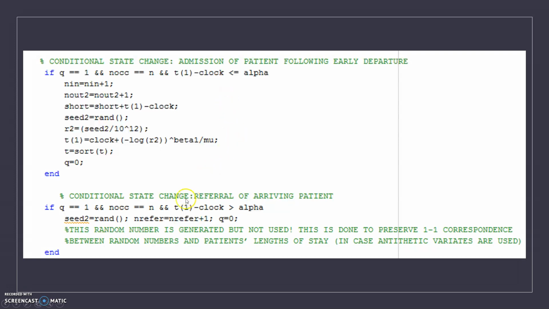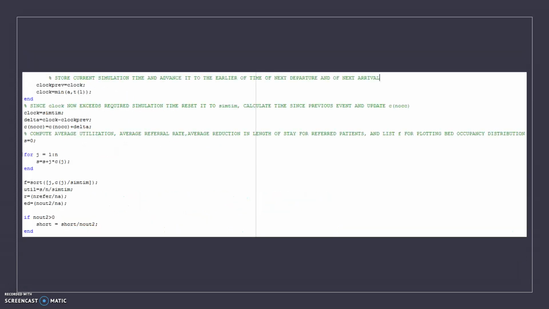And then we have this conditional statement, this if, in this next statement, which is for referral or arriving patient. And so this is for when a patient arrives and all the beds are taken and none of those patients are leaving early. So then coming out of those if statements right here, you're going to store the current simulation time and then advance to the earlier time, or the time of the next departure and of the next arrival.